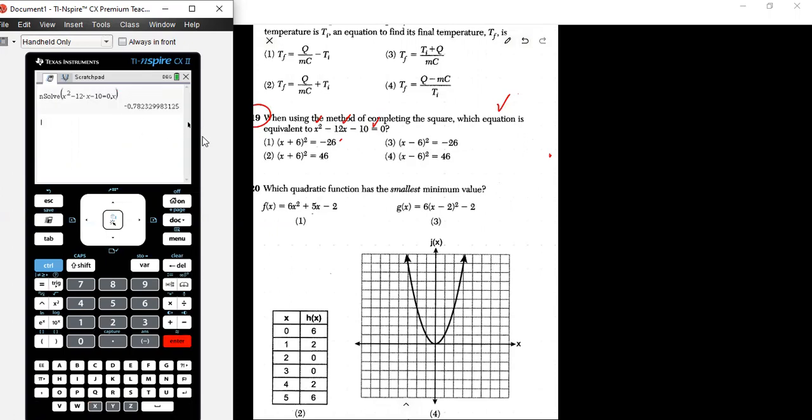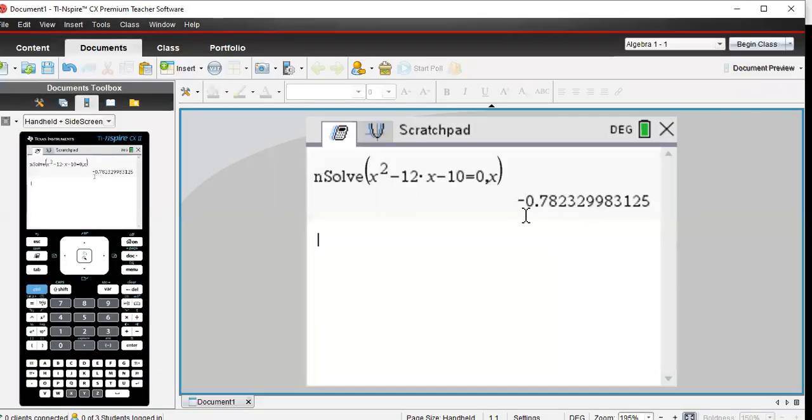And it tells me that the solution, let me make sure everyone can see that, is a negative 0.782329. So now all I'm going to do is I'm just going to go through, and for each answer choice, I'm going to solve it. So let's do it. Menu 31.